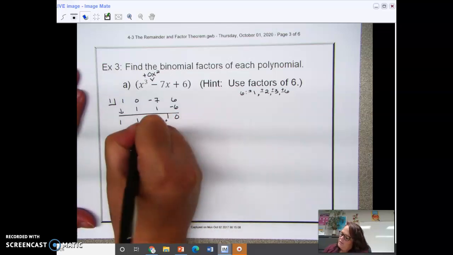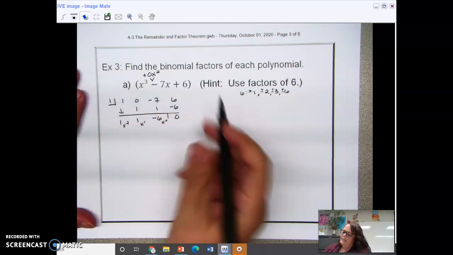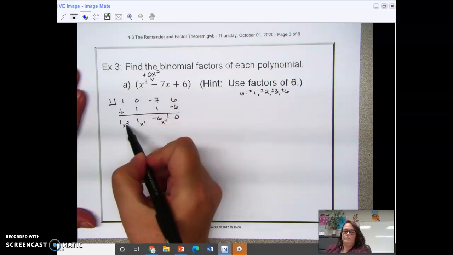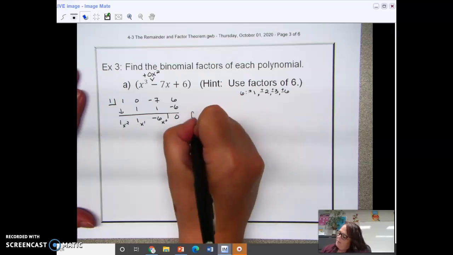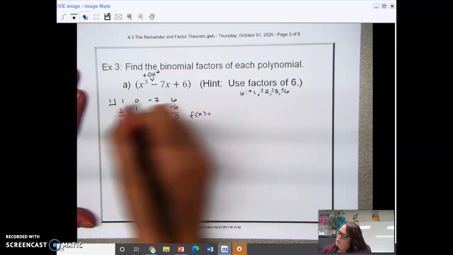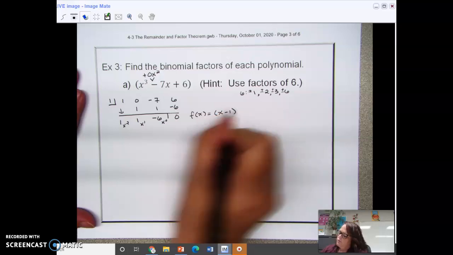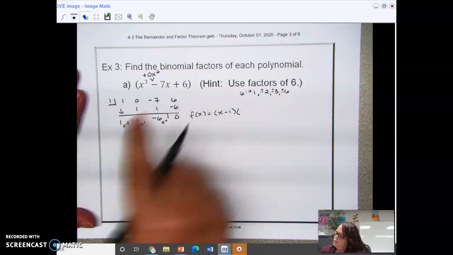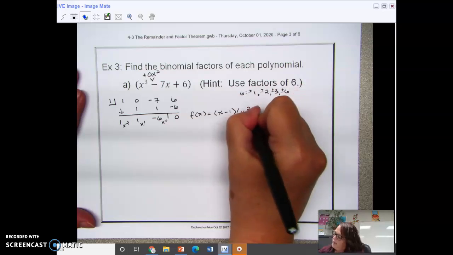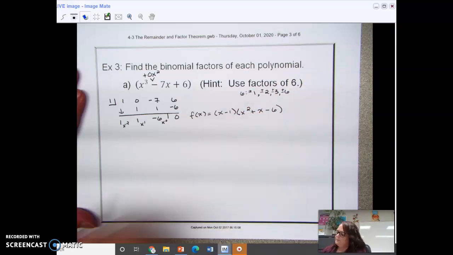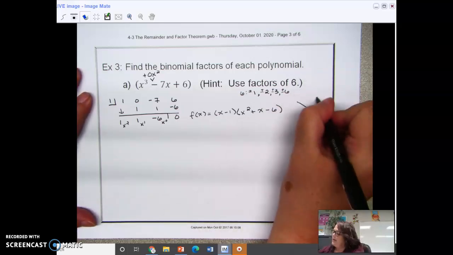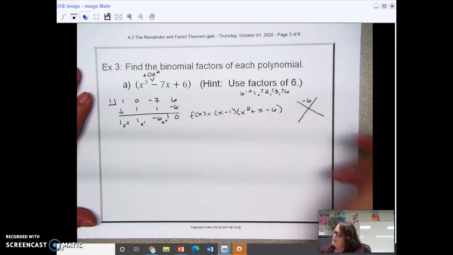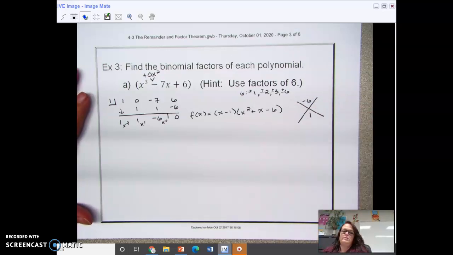So this is x to the 0, x to the first, x to the second, and just doing that double check, we went from a power of 3 to a power of 2, so I needed that 0. So I can now say that my function is equal to x minus my divisor, which was 1, times my new depressed polynomial, which is x squared plus x minus 6. Okay? So now that I've got it down to a quadratic, I can do the big X and say what multiplies to give me negative 6 that adds to give me positive 1. So I'm going to let you think on that for a minute.